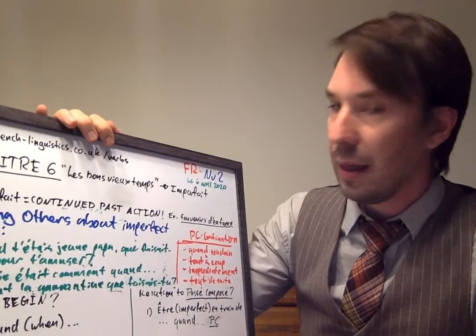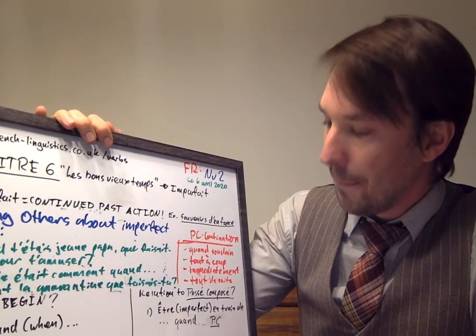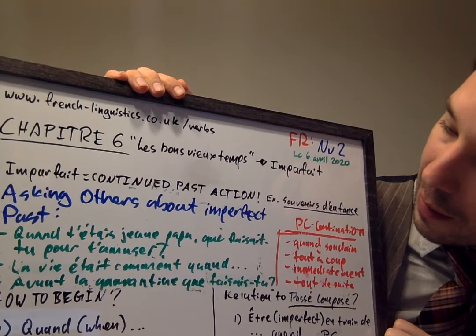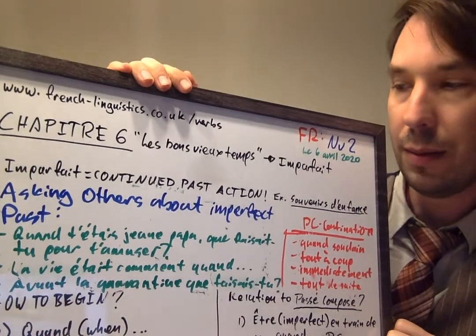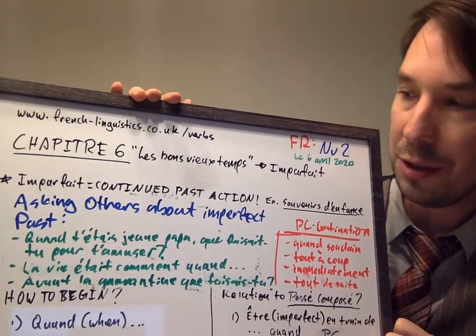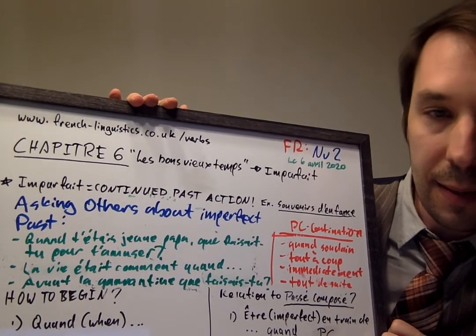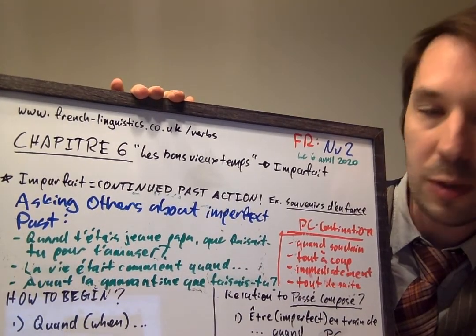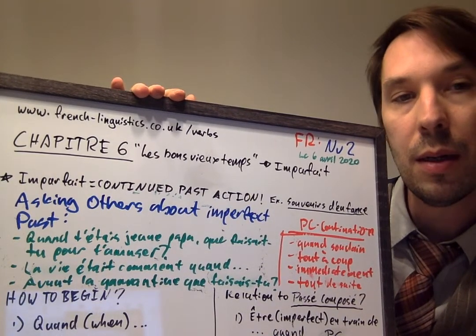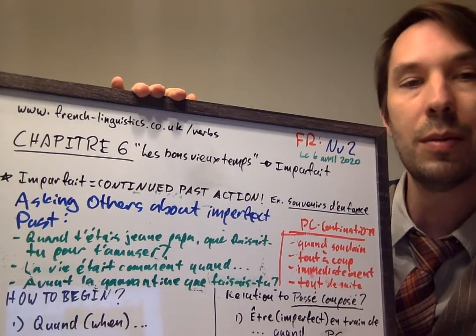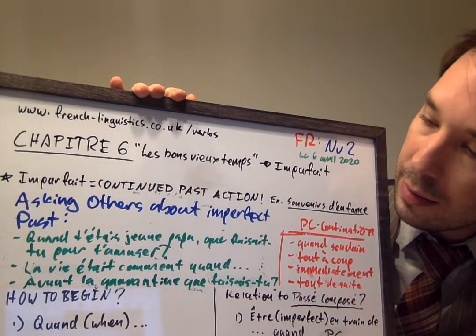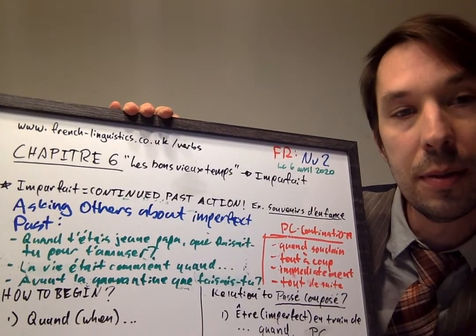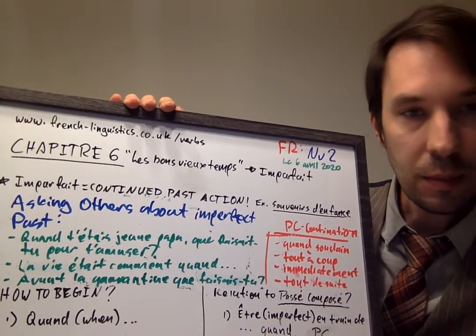Okay? And let's look at asking about the past. Okay? I have some examples here. Quand t'étais jeune, papa, que faisais-tu pour t'amuser? Okay, when you were young, Dad, what did you do to have fun? La vie était comment quand t'étais jeune? La vie était comment avant la quarantaine? So life was like how before quarantine? Okay, so you can plug in any variety of elements here. Avant la quarantaine, que faisais-tu? Okay, before the quarantine, what did you do?